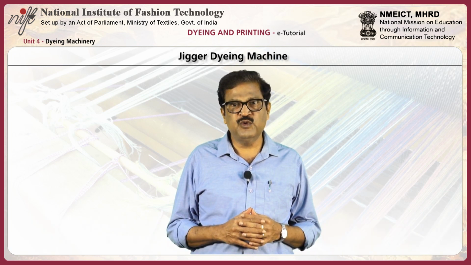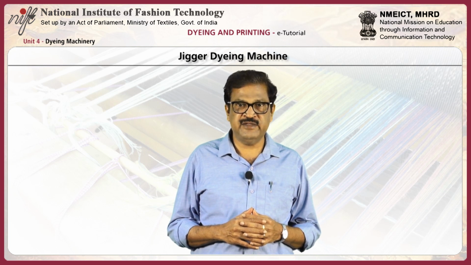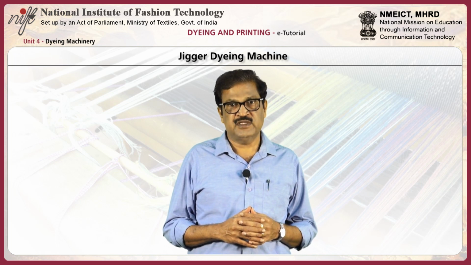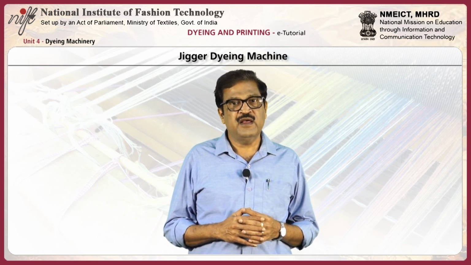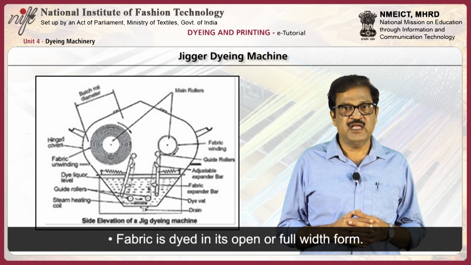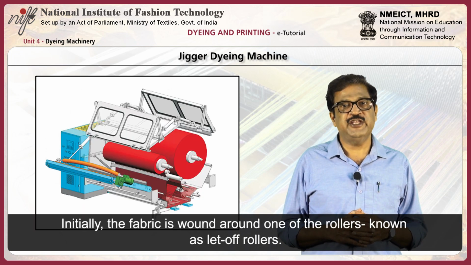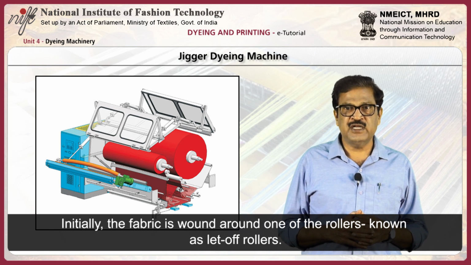Now, let us move on to learn about the jigger dyeing machines and jet dyeing machines used to dye at fabric stage. Jigger dyeing machine: fabric is dyed in its open or full width form. The machine consists of a small tub and two drawing rollers located above the dye bath. Initially, the fabric is wound around one of the rollers known as let-off rollers.